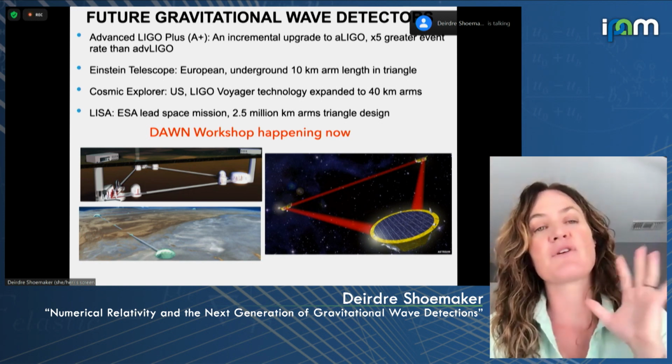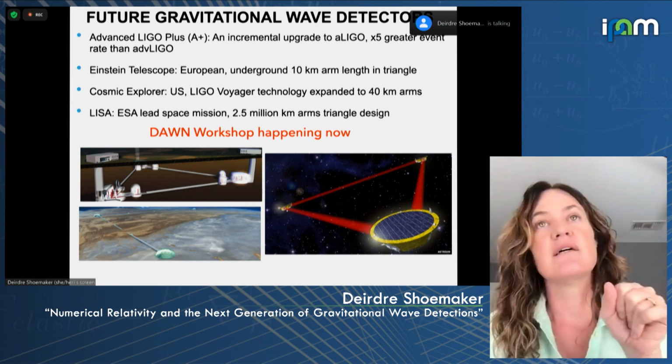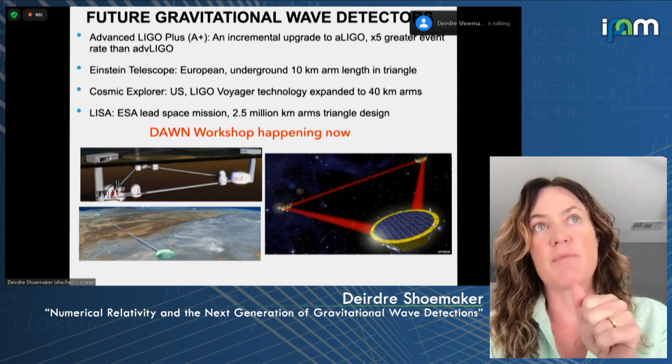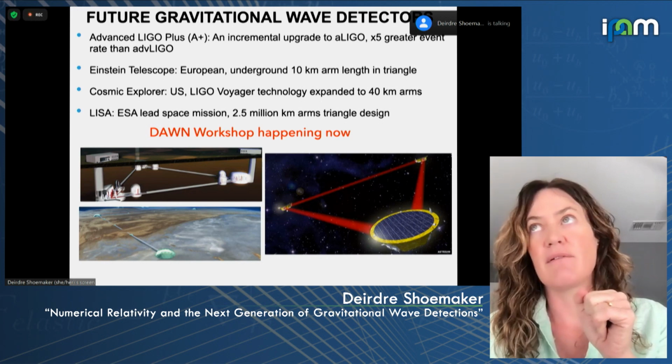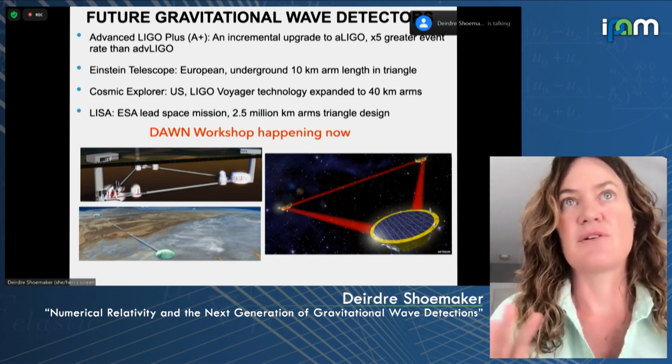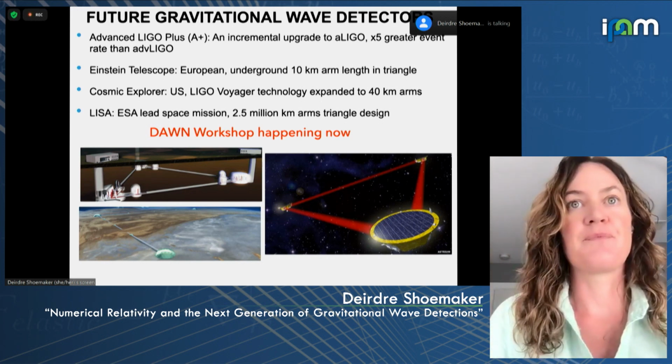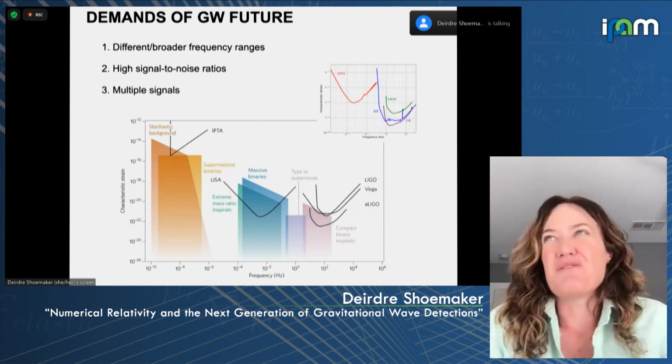And the discussion of the ground-based ones, the first three, not LISA, is ongoing right now at the Dawn workshop. So that's a nice workshop if you guys want to check it out next year. And it looks at the future of gravitational wave detectors. So what are the demands it brings us?